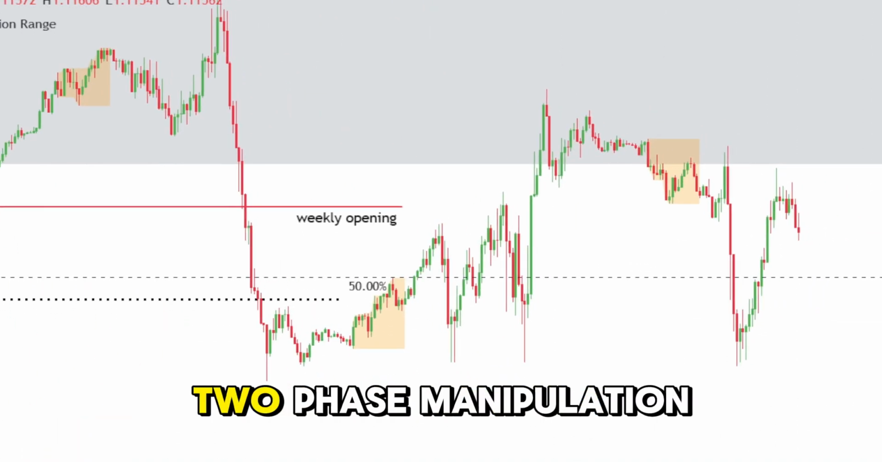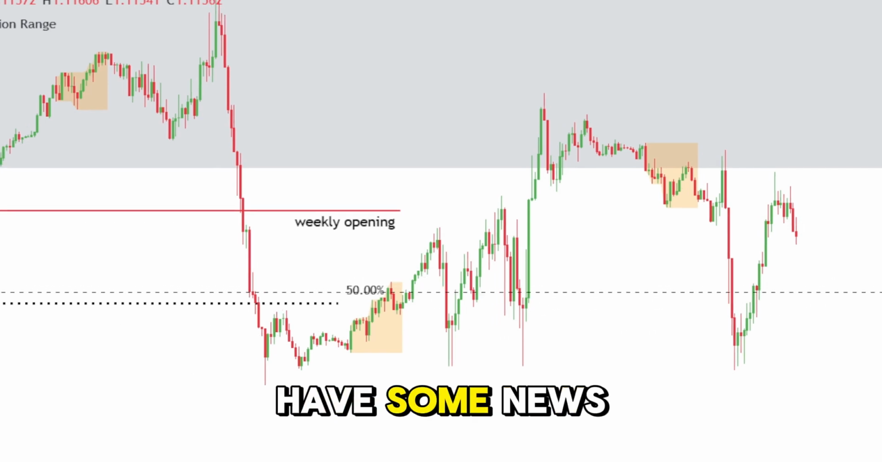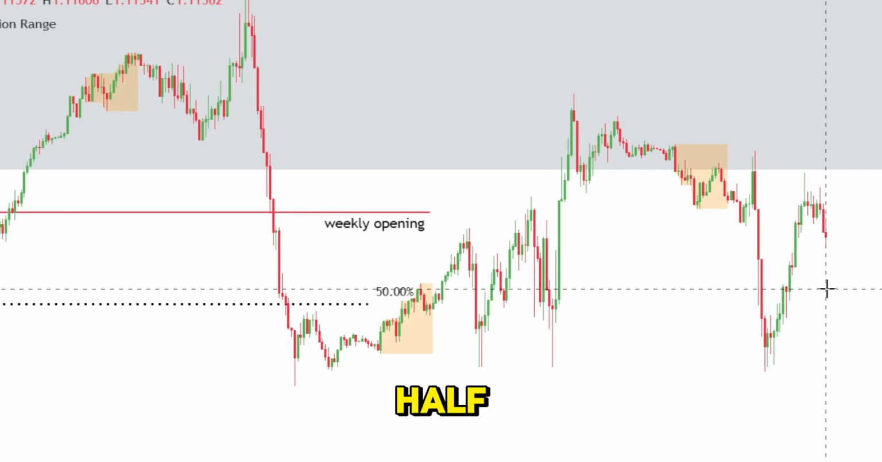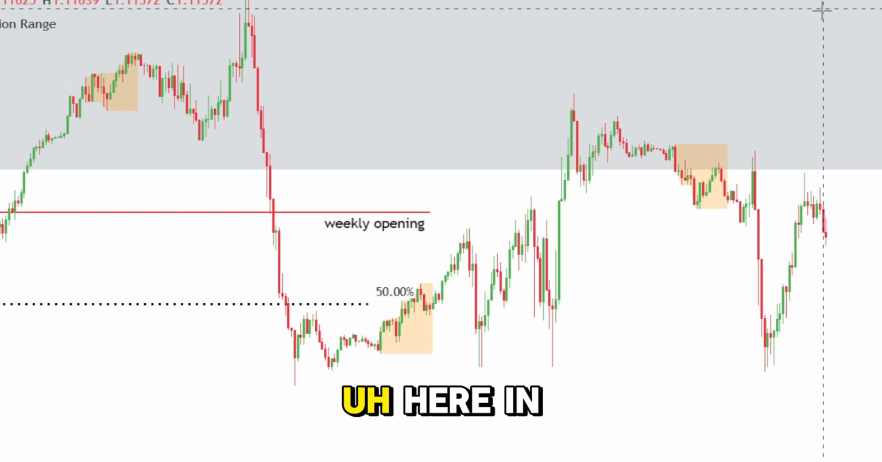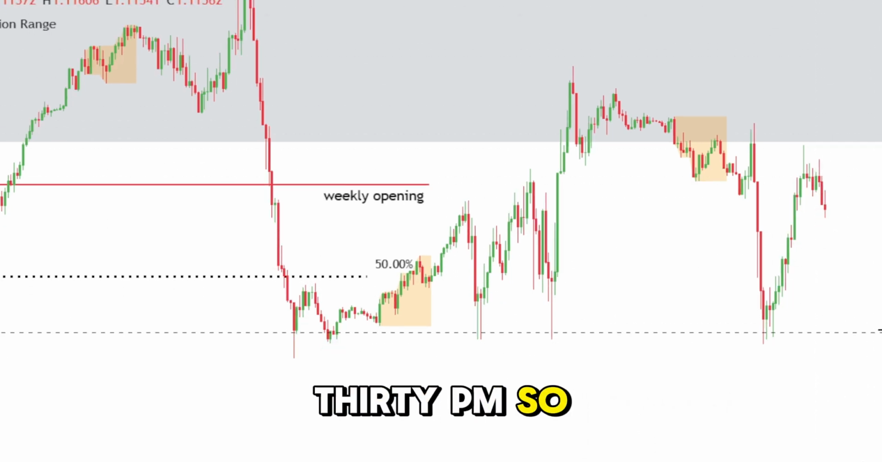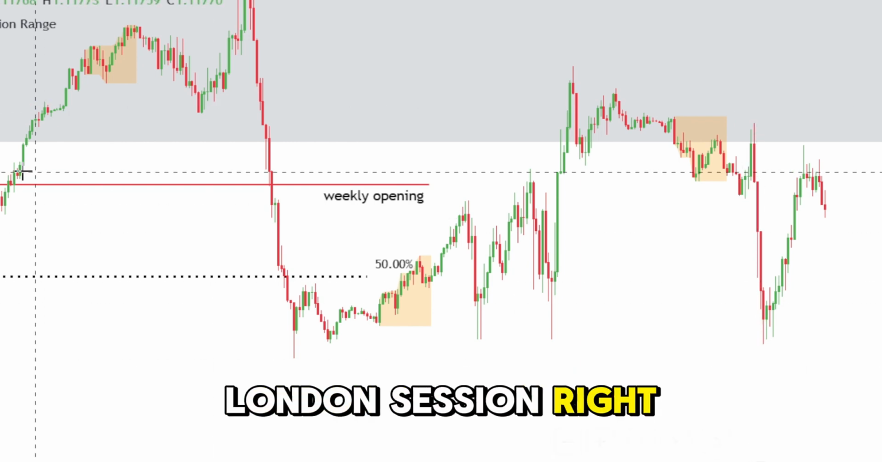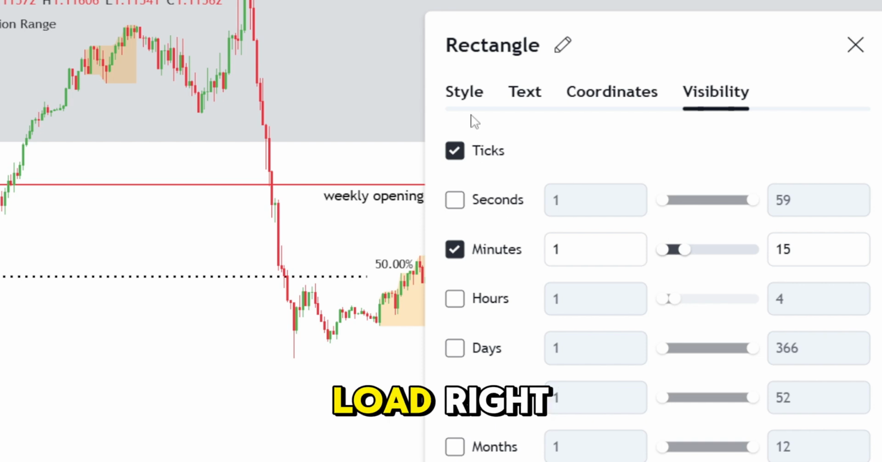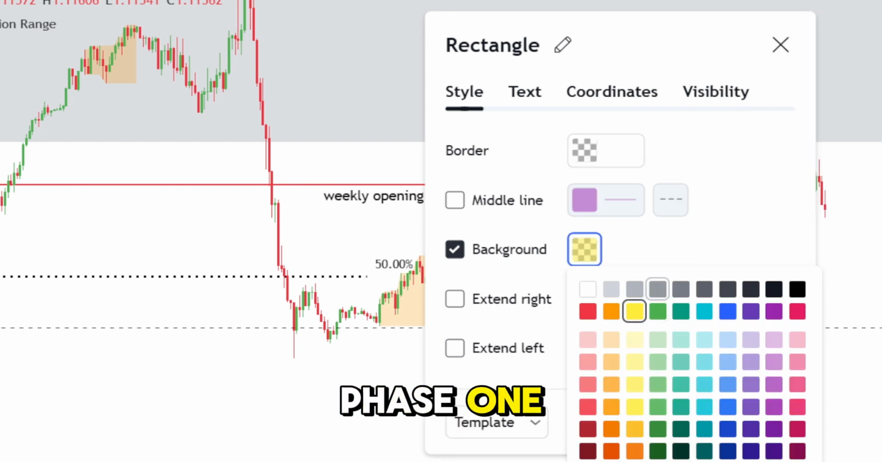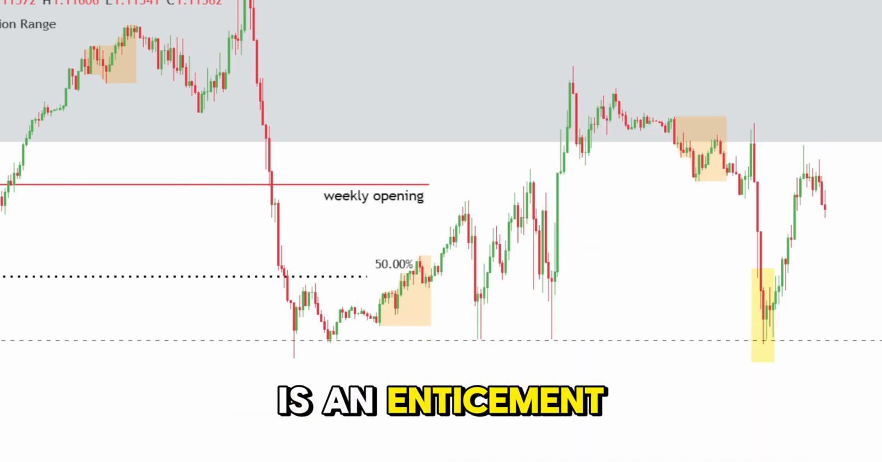We're going to be going over a two-phase manipulation. We had some news coming out around 8:30 in the morning Eastern Time, so that's about 1:30 p.m. here in the UK. Number one, we saw the pre-London session and the London session sweep this Asian low. This is what we call manipulation phase one. Manipulation phase one is an enticement of sellers.